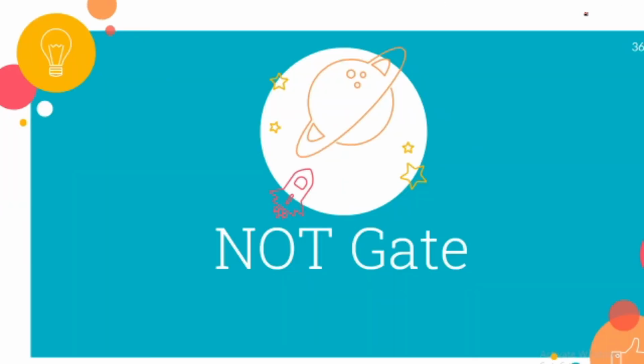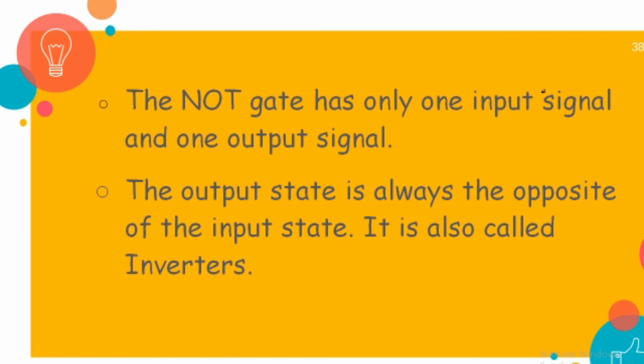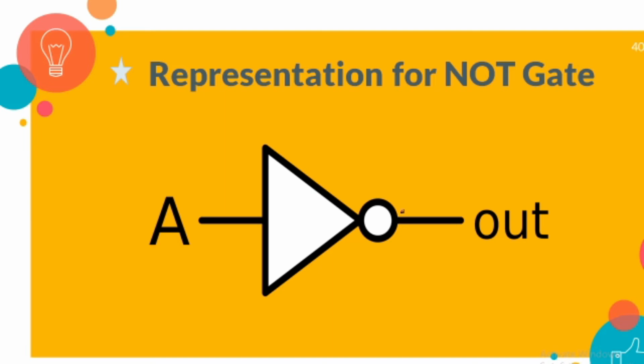Now discuss the NOT gate. The NOT gate is a little bit different from both the OR gate and the AND gate. In the case of the NOT gate, we have only a single input signal and a single output signal. Whatever the input, the output will be its complement. That's why it is also called an inverter. Now look at its representation. Here this represents its complement. Here we have our input as A, so our output will be the complement of A.